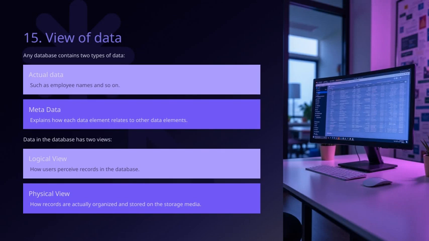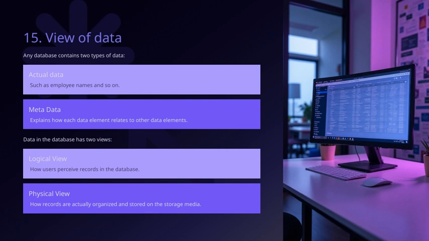Now, let's take a closer look at how records are actually organized and stored on the storage media. This is what we call the physical view. It's essentially the way data is physically arranged on the storage devices, which is often quite different from how users perceive it. On the other hand, how users perceive records in the database is referred to as the logical view. This is more about how the data appears to us, the way we interact with it, and how it makes sense within the database system.